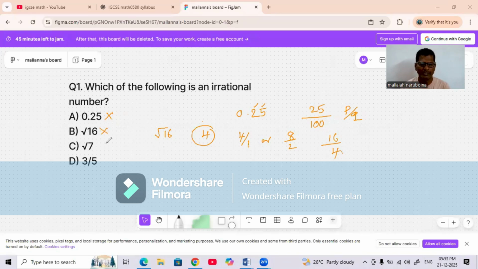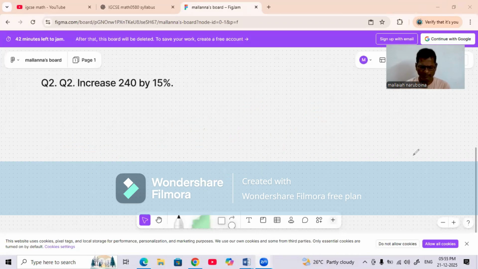So it is wrong. Then root 7. The value of root 7 never ends and never repeats. So root 7 is an irrational number, because it cannot be expressed in the form p by q. So the answer is C. 3 by 5 is given in fraction form, and all fractions are considered rational numbers, so it is not an irrational number. So the answer is C.